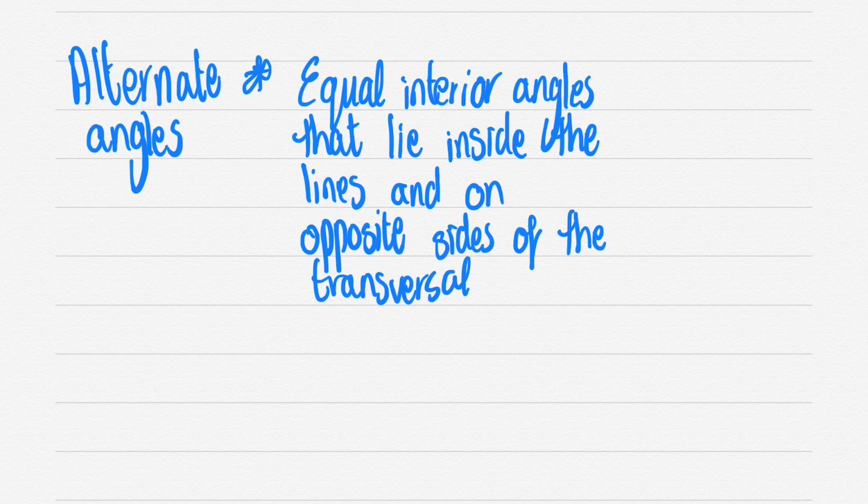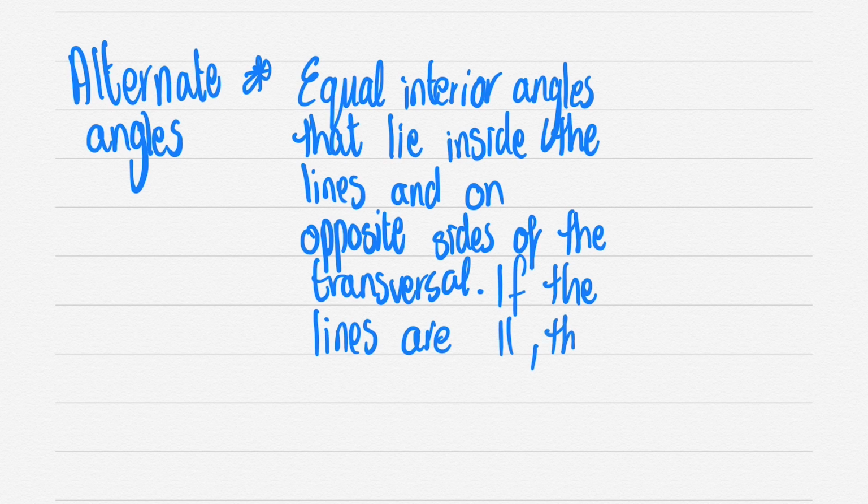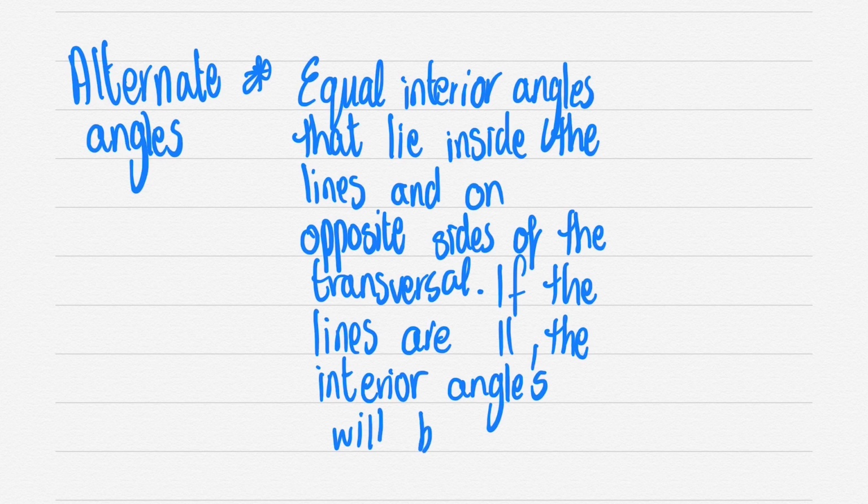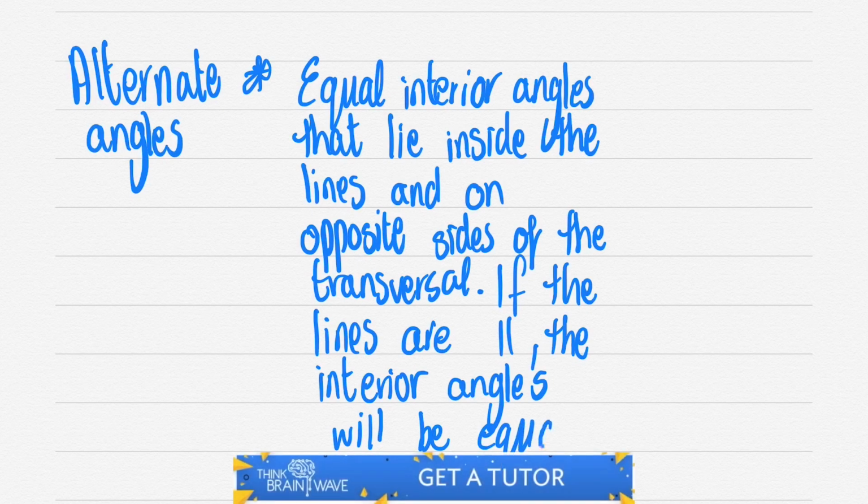They are both on opposite sides of the transversal. The angle between the transversal and the parallel line at the top, and the angle between the transversal and the parallel line at the bottom, are therefore equal. So if the lines are parallel, then the interior angles will be equal as well.